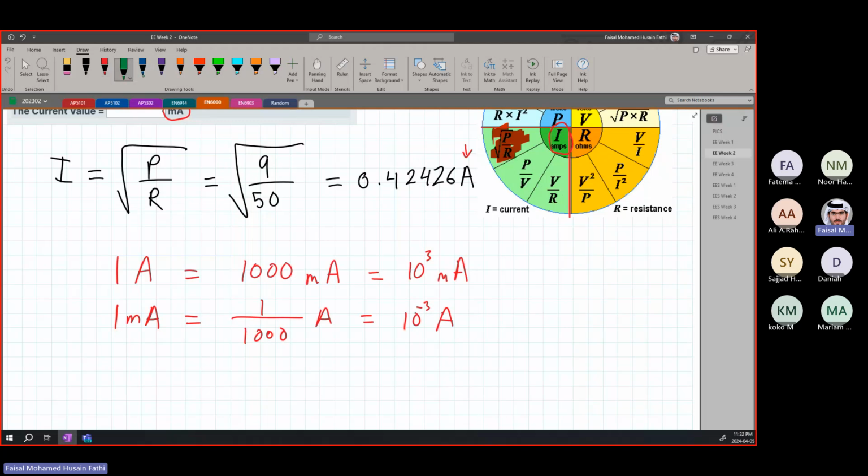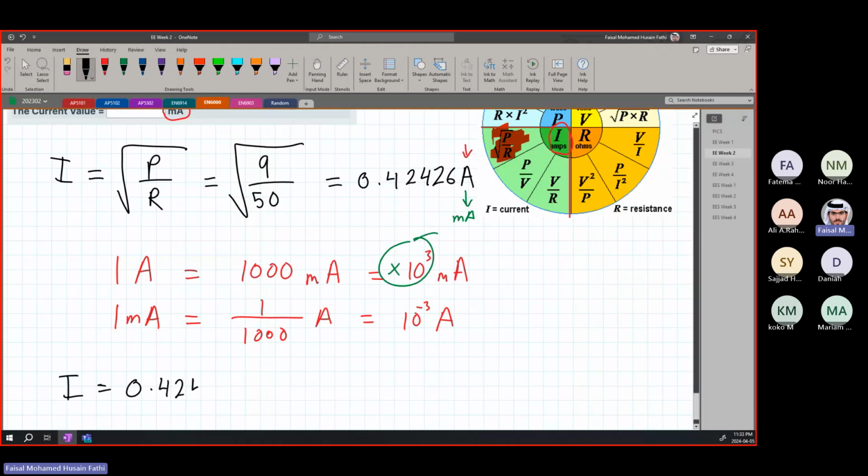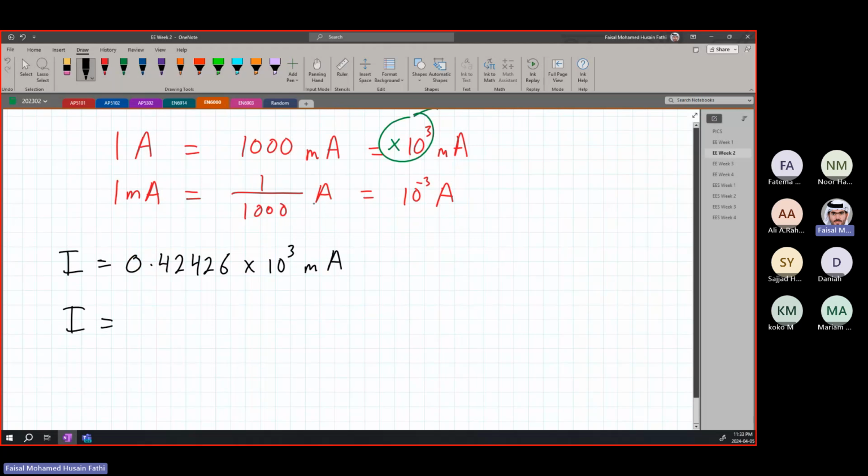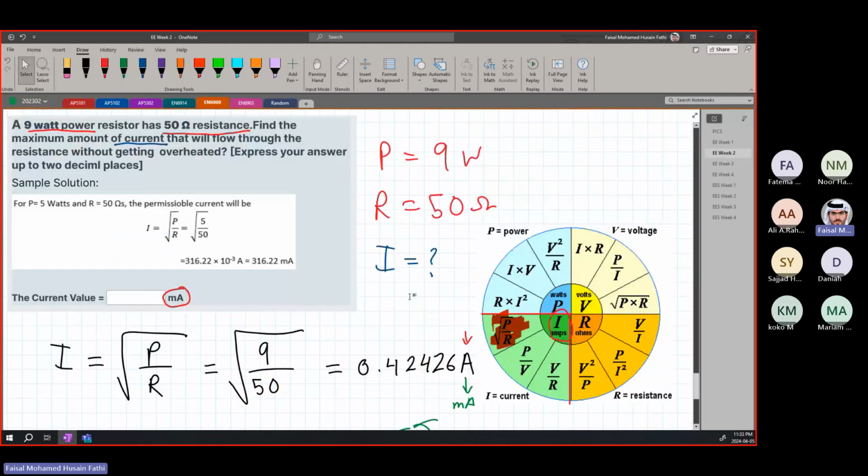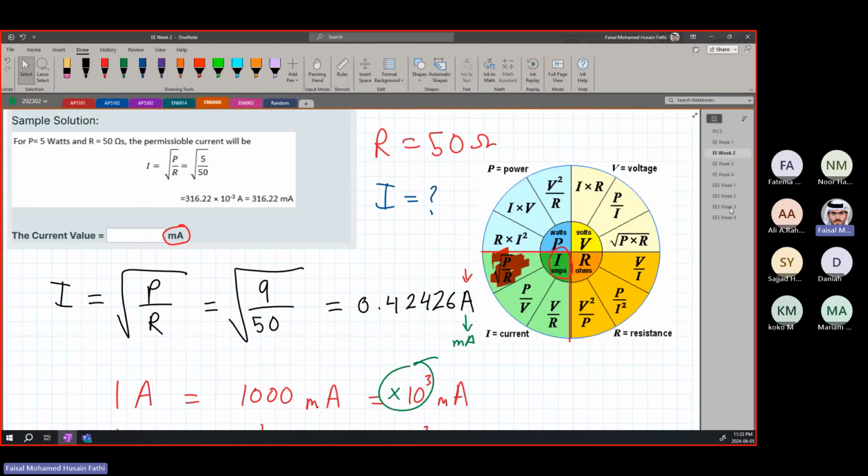So in this case, here we want it in milliampere, so we will multiply by 10 to the power of 3. So I is equal to 0.42426 times 10 to the power of 3 milliampere. If we simplify this, I is equal to 424.26 milliampere. And that's it. The trick here is mainly not using equations, it's knowing how to do your conversion of units. Make sure that if they want milliampere, you change it to milliampere, or change it to ampere. This is the most important part.